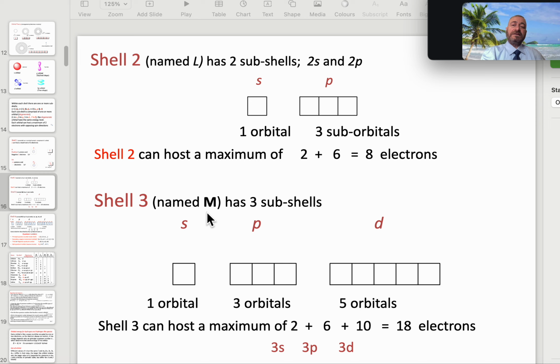Okay. Now shell number 3 is called M. So K, L, M, that will be number 3. Shell number 3 has 3 orbitals: S, P, D. S, as we said, takes a maximum of 2 electrons, P 6 electrons, D 10 electrons. So 2 and 6 and 10 total will be 18 electrons. So for shell number 3, we write 3s2, 3p6, 3d10.